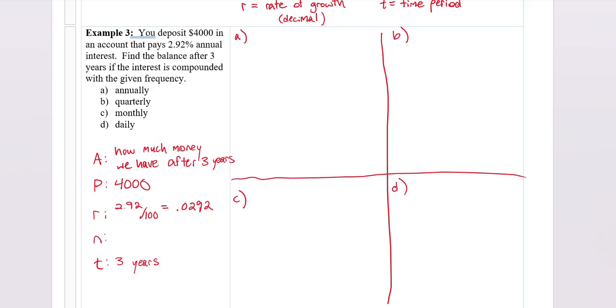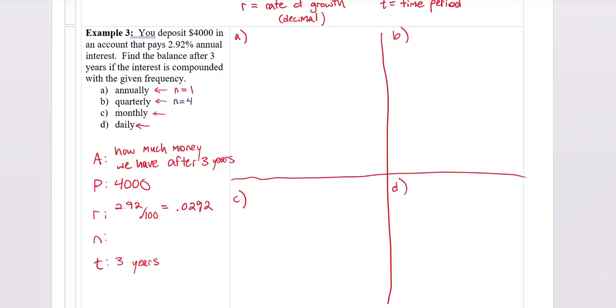Now for the N, I'm actually going to leave the N blank because we're going to do 4 different examples where the N value changes. So how many times is our interest getting compounded in a year? So here are all the different N values that you may run into with these kinds of problems. So the first one, A, that's annually. Annually means once a year. Think about like if you have an annual flower, that flower is going to bloom 1 time a year. Quarterly, think about, well, how many quarters are there in the school year? That's going to be 4.